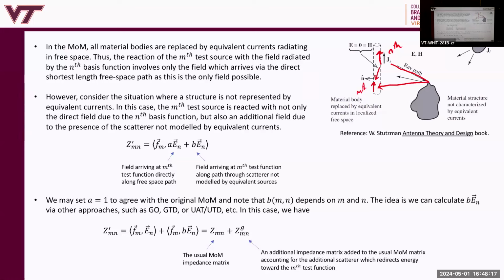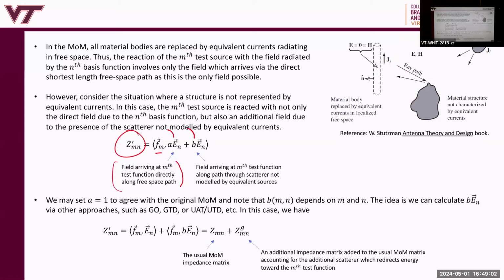One is radiated by equivalent currents that represent the structure we're modeling with method of moments, and the other is the indirect path, which is radiated by that same basis function but interacts with some other object which is not modeled by equivalent currents and arrives at the mth test function. So that means ZMN prime could be FM dotted with the now total field of A EN, the field arriving at the mth test function directly along the free space path, plus B EN, which is the field arriving at the mth test function along a path through the scatterer not modeled by equivalent currents.